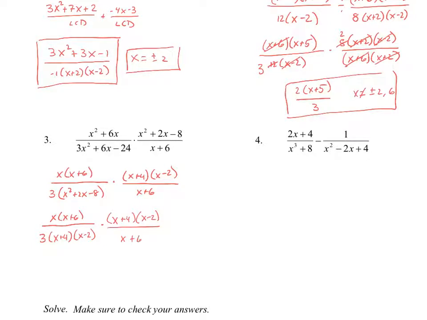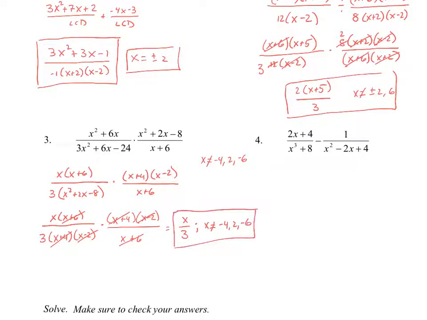I'm going to pause now and identify the restricted values. So x cannot take on a value of negative 4, positive 2, or negative 6. We'll go ahead and simplify everything that we can. The x plus 4 and the x plus 4, x minus 2 and x minus 2, and the x plus 6 and the x plus 6. And so we're left with x over 3, with the understanding that x cannot take on a value of negative 4, 2, or negative 6.